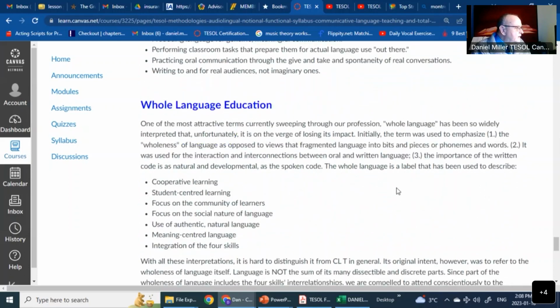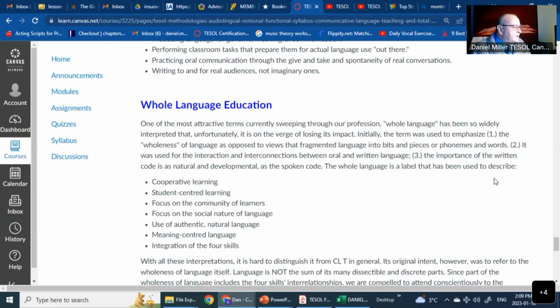And whole language education. One of the most attractive terms currently sweeping through our profession, whole language, has been so widely interpreted that unfortunately it is on the verge of losing its impact. Initially, the term was used to emphasize one, the wholeness of language as opposed to views that fragmented language into bits and pieces of phonemes and words. Two, it was used for the interaction and interconnections between oral and written language. Or three, the importance of the written code is as natural and developmental as the spoken code.